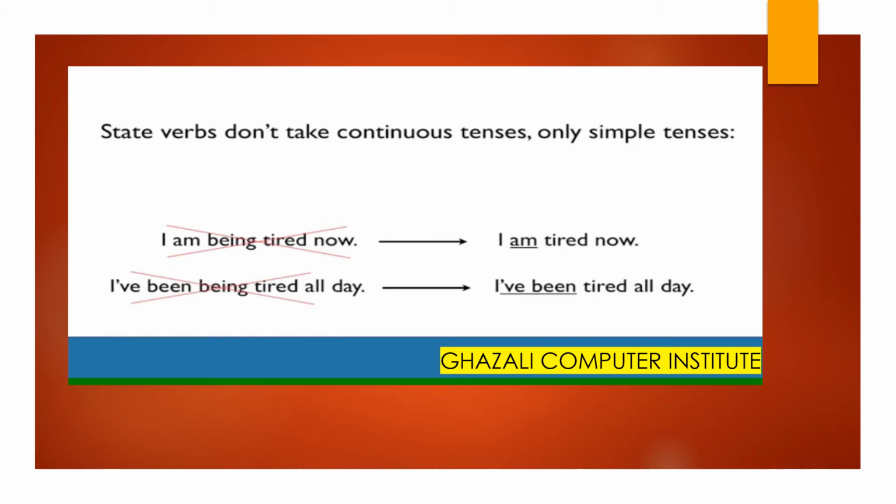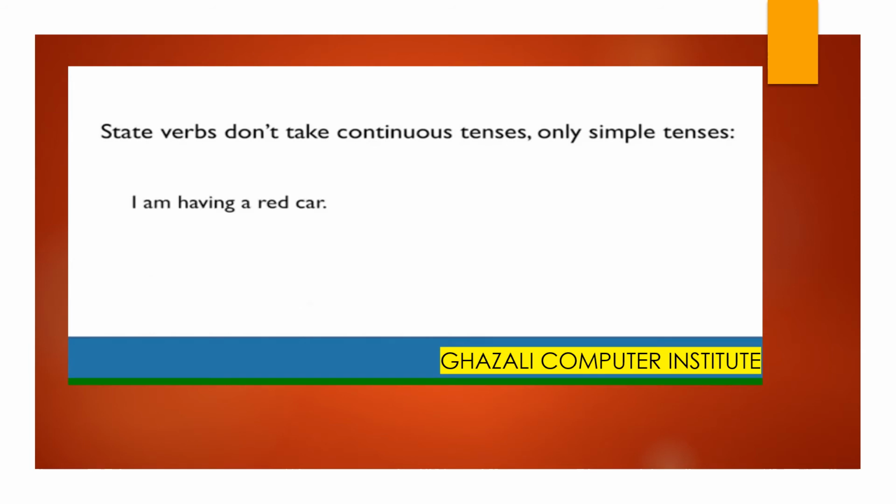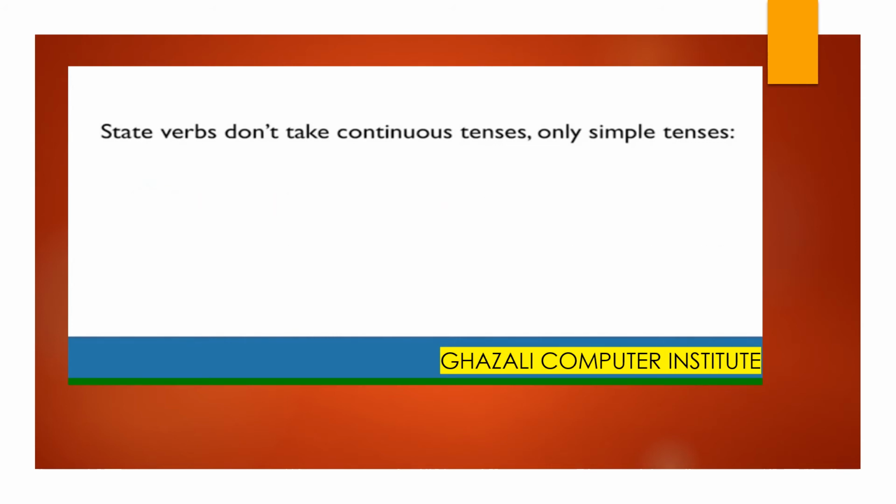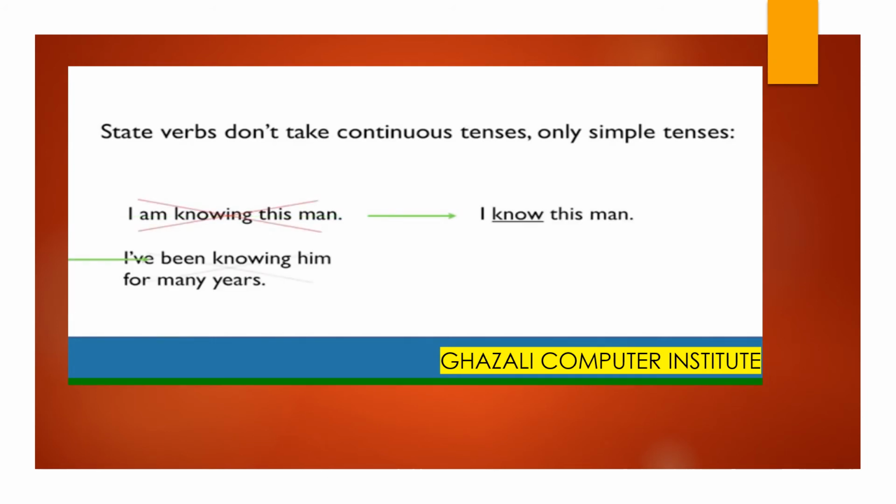Let's look at 2 other state verbs. I'm having a red car. Can't do, because it's a state verb. I have a red car. And I've had this car since 2006. One more example of a state verb not taking a continuous tense. I'm knowing this man. Now, simply, I know this man. And I've known him for many years.